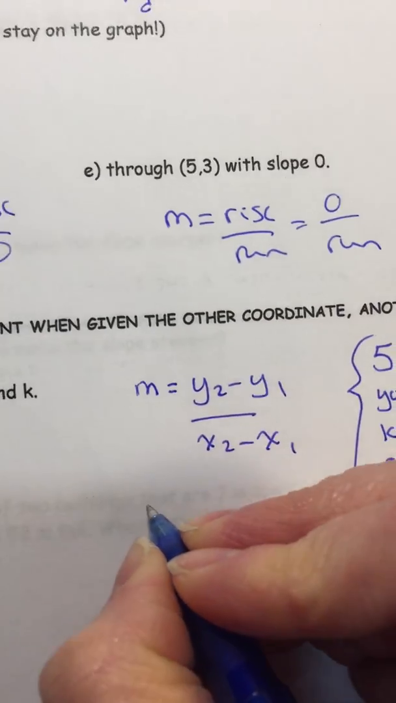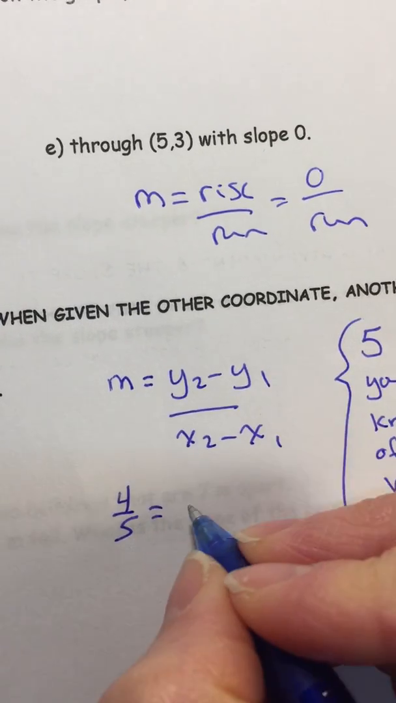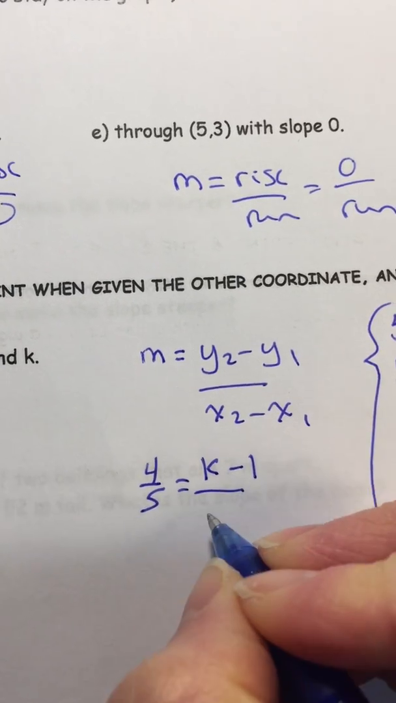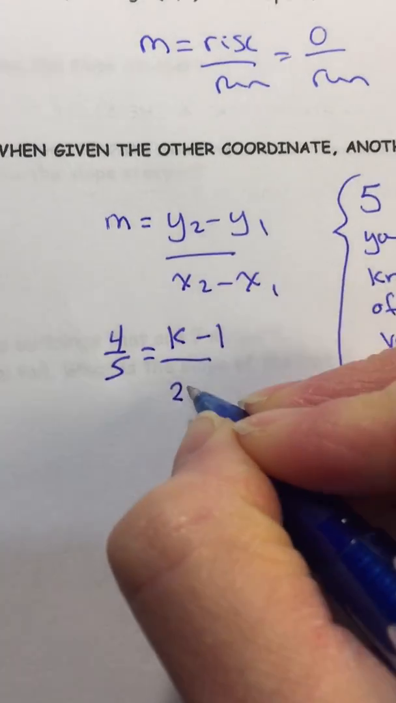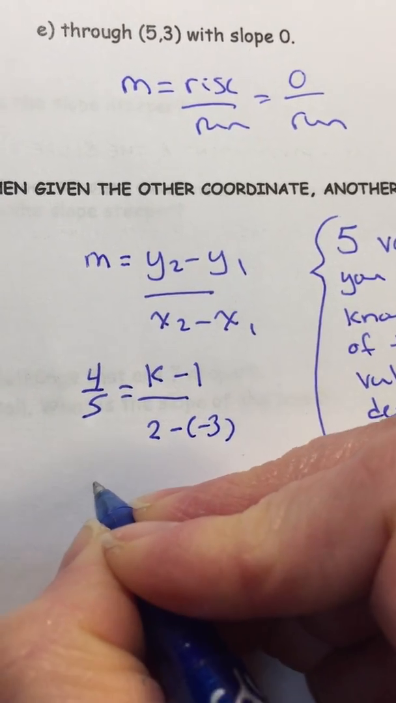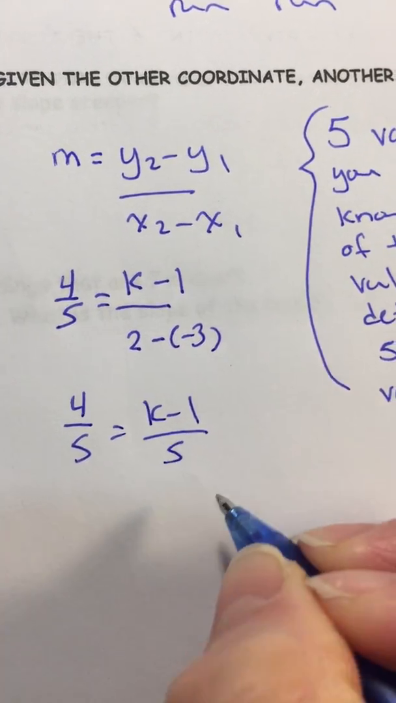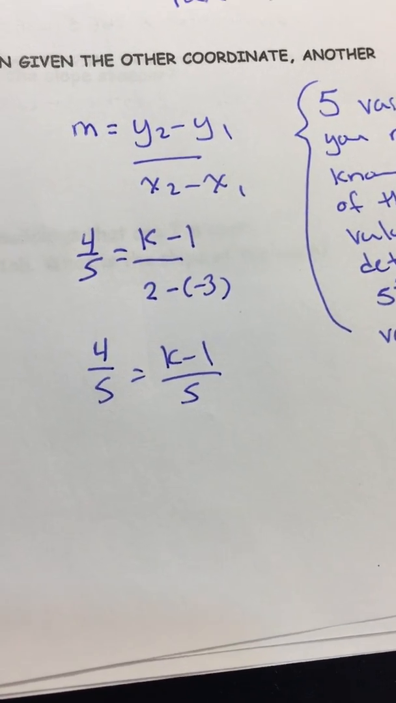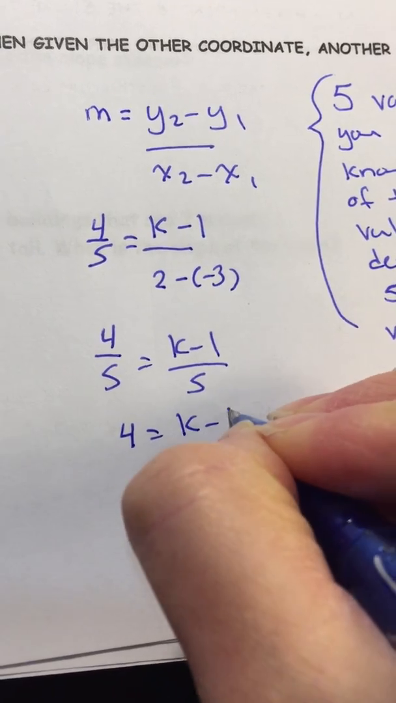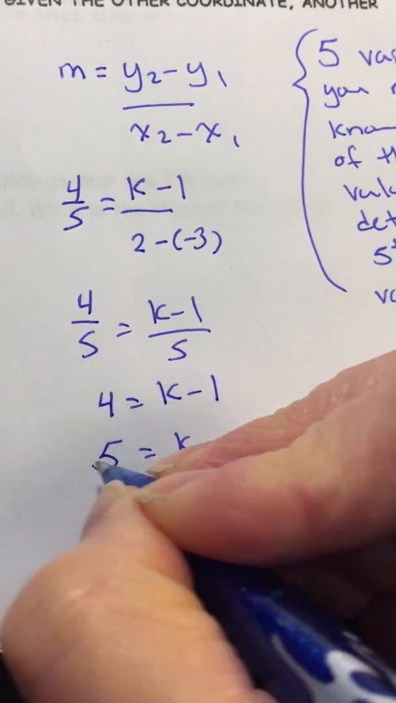Slope is 4 over 5. k is my y2, and y1 is 1. And x2 was 2, and x1 was minus 3. Okay, so we get 4 over 5 equals k minus 1 over 2 plus 3. They're both over 5. I could multiply both sides by 5, and it would eliminate those denominators. So 4 would equal k minus 1. And then I could move the 1 over by addition, and so I'd get k is equal to 5.